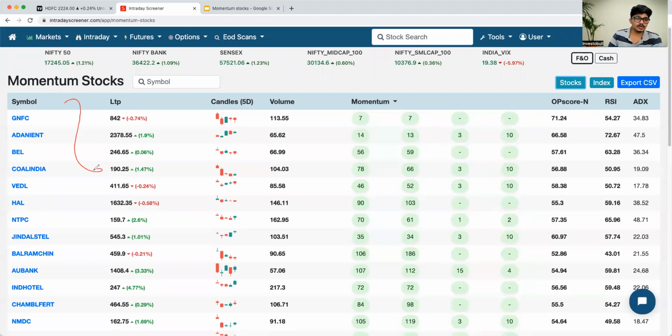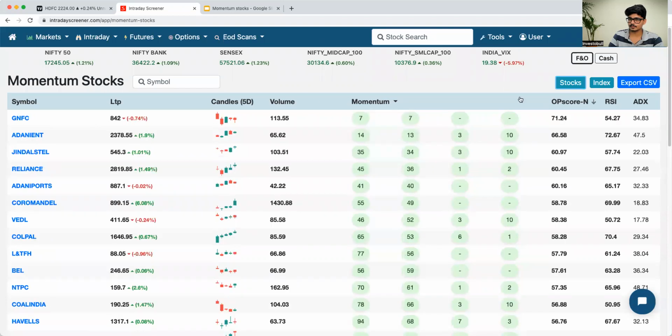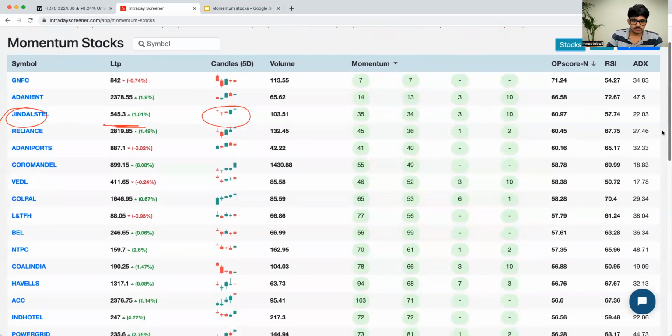Here, important information about the stock such as the symbol, LTP, volume, momentum score, and other technical indicators is shown. Let's take an example of a specific stock and discuss each and every column one by one. Let us take a stock called GNFC. Here we could clearly see the last traded price of the stock. And this is the pictorial representation of the past 5 days' candles. I'll explain how to make use of these candles as well. So let's go downside.